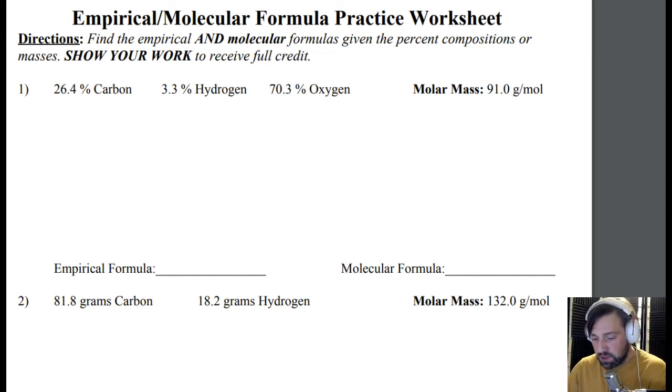Hey guys. So, I want to go through and show you what we're doing here with this worksheet. This is just me doing one of these problems. I'm going to do number one for you. You're going to take this sheet, take these abundances, these percentages of these elements, and they give you the molar mass. From this, you need to tell me the empirical formula and the molecular formula.